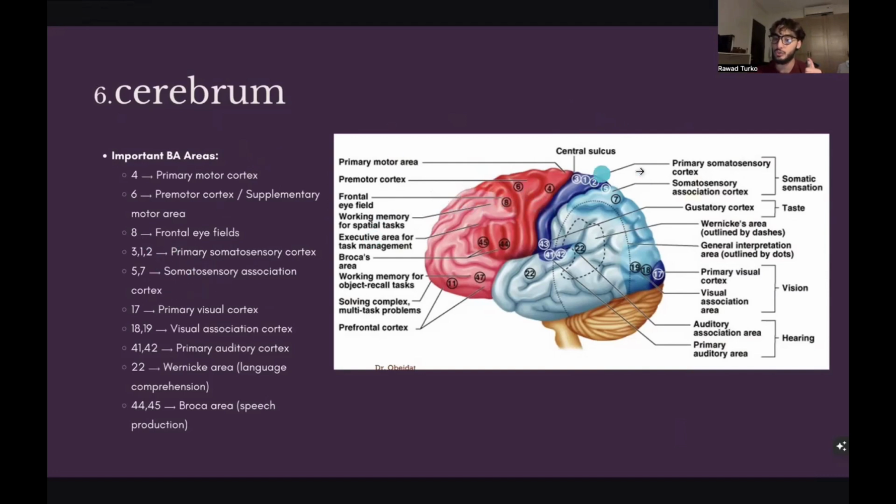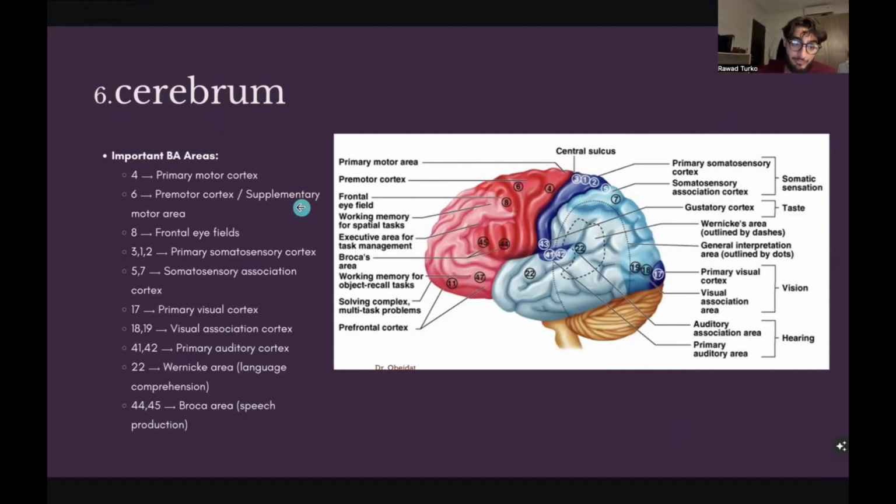Areas 3, 1, and 2 are the primary somatosensory cortex. This is again in the parietal lobe. So again, we said anything anterior or ventral to the central sulcus would be frontal lobe. Anything posterior would be parietal lobe. So 3, 1, 2, this is your primary sensory cortex. Any lesion there would lead to hypoesthesia or hemianesthesia, which is just loss of the contralateral pain and temperature, any sensations from the contralateral body.